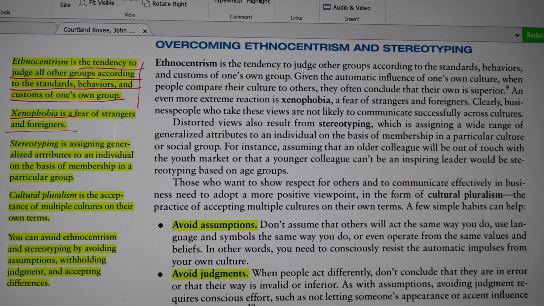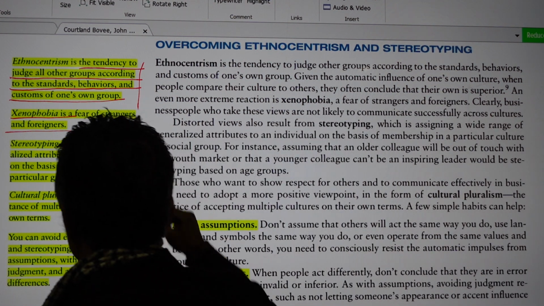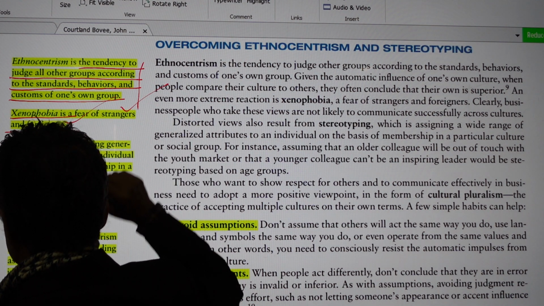Palestinians hate Israelis, Israelis hate Palestinians, and they're killing each other. Xenophobia. Hating people of another culture. Xenophobia. Fear of strangers. Fear of foreigners.